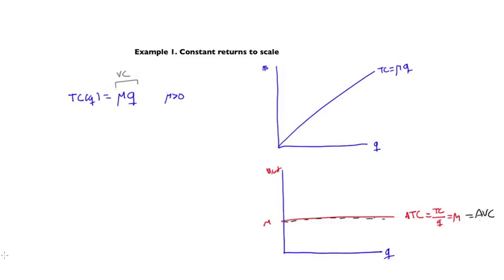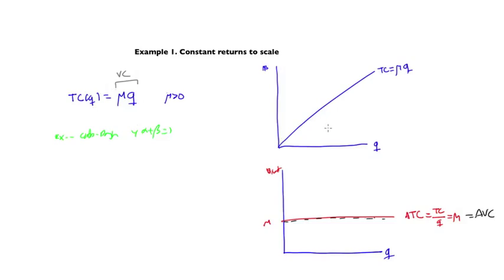Now, a couple of remarks that are important. One is that the type of production function that generates a cost function like that is one in which we can always scale production linearly by increasing the same combination of inputs. So for example, Cobb-Douglas, as we have seen before, with alpha plus beta equals 1, will lead to a cost function that looks like this.